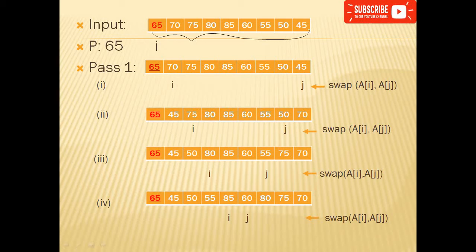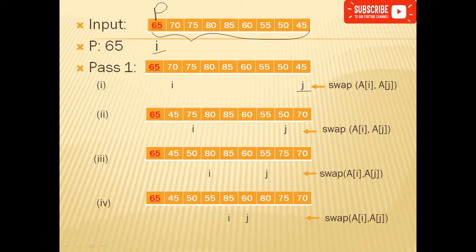Here we can find two additional variables, i and j. This is the pivot element which I pointed to, and i will point to the starting index and j will point to the last index, which is the last element.